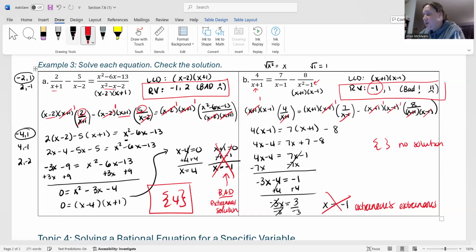You can do the little set notation brackets that are just empty, or you can physically write out no solution. Be on the lookout for both of these. Just know from this point forward, no matter what, if you have a rational equation, always look to see what the restricted values are and compare your solution set against those restricted values. Okay.